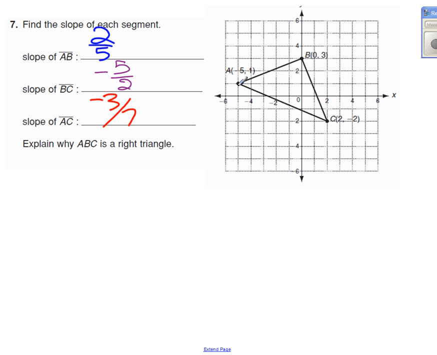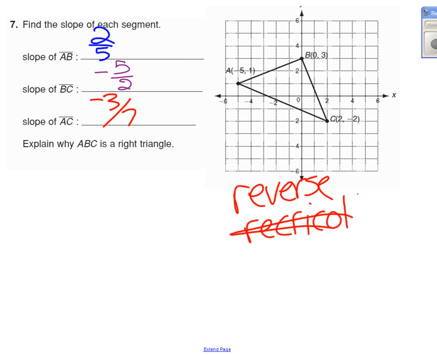How do we know that? Because the slopes are the reverse reciprocal. Yay, math words. Is that true about any of your slopes? Which ones? If you look at AB, that's 2 over 5. If you take the opposite of that, it will be negative 2 over 5, and then you take the reciprocal, and you'd get 5 over 2, which means that line AB is perpendicular to BC, which means this makes a right angle, which means it is a right triangle.